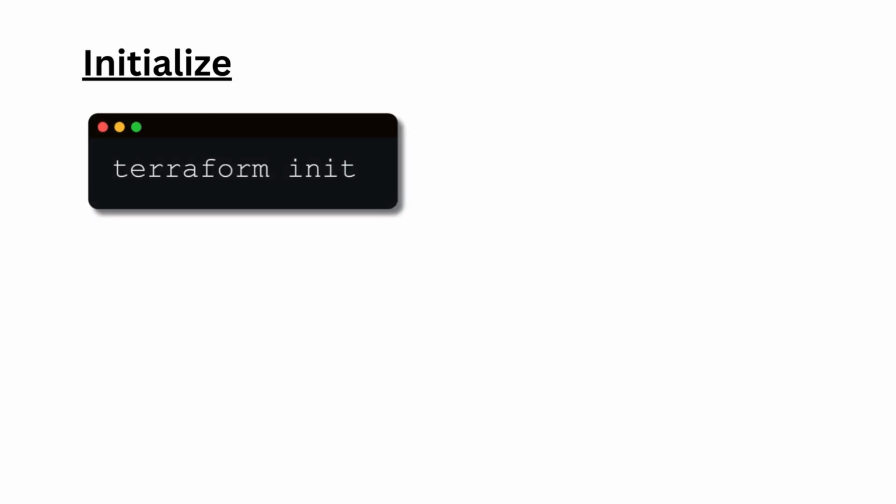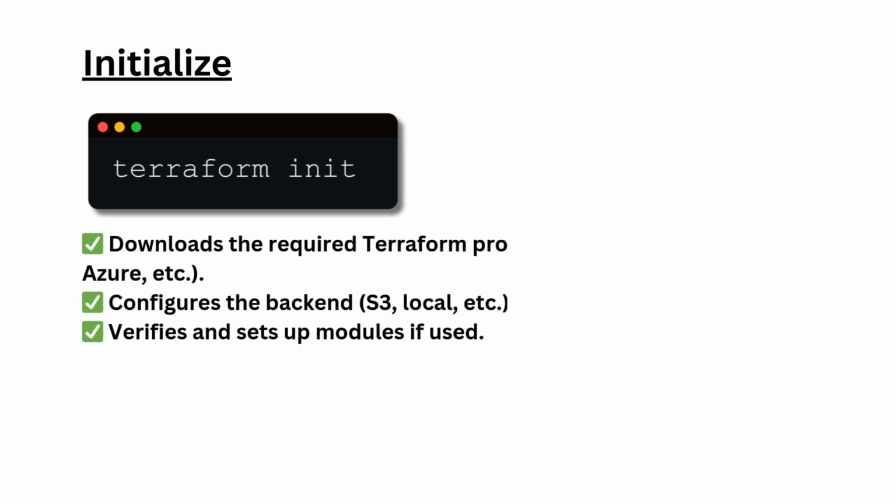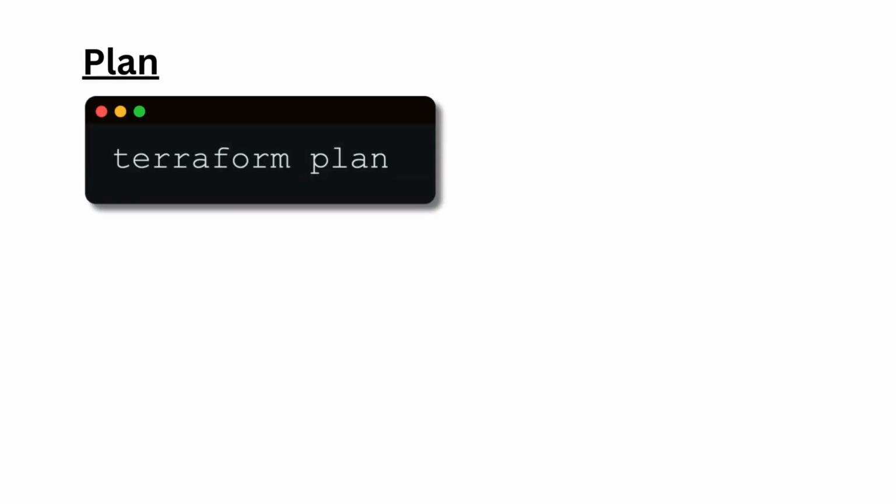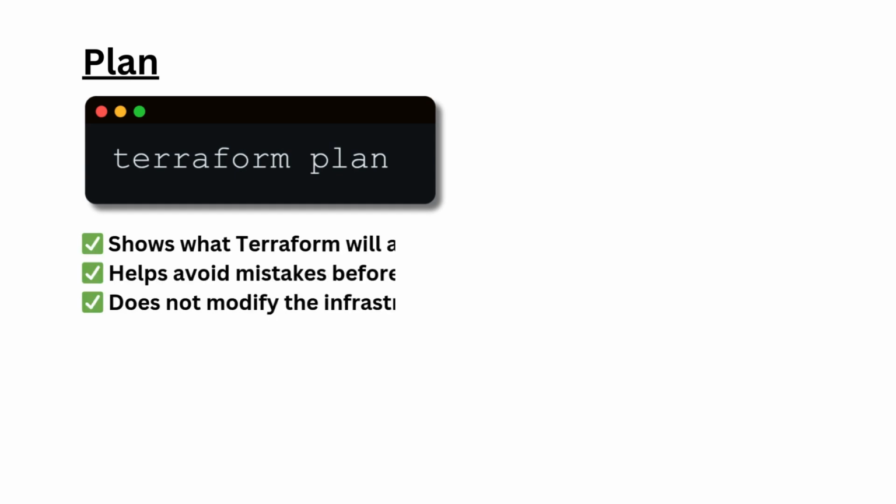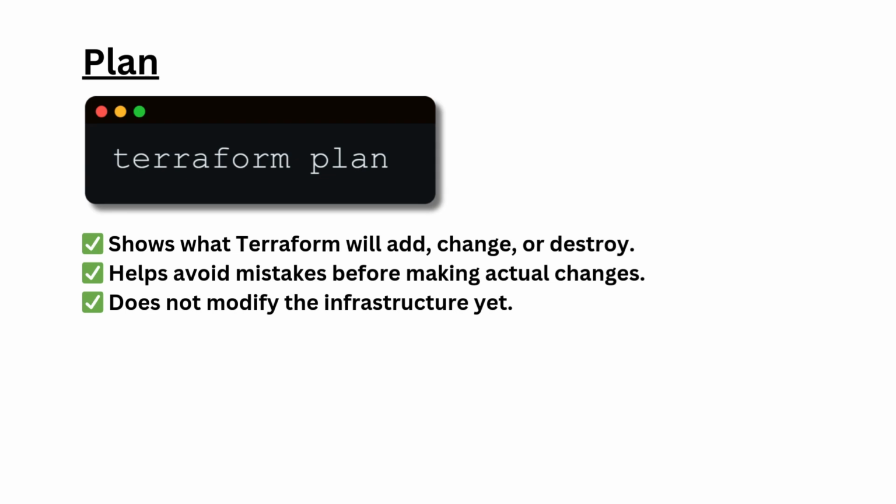Now, when working with Terraform, the process follows three main steps. One is initialize. The terraform init command initializes a Terraform working directory, downloads the required Terraform providers, configures the backend for state storage, and verifies and sets up modules if used. Two is plan. The terraform plan command previews the changes Terraform will make before applying them, shows what Terraform will add, change or destroy, and helps avoid mistakes before making actual changes, but does not modify the infrastructure yet.